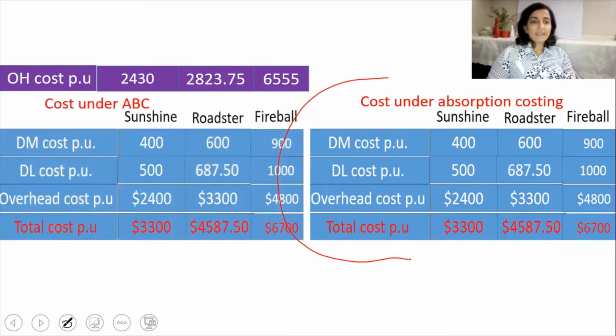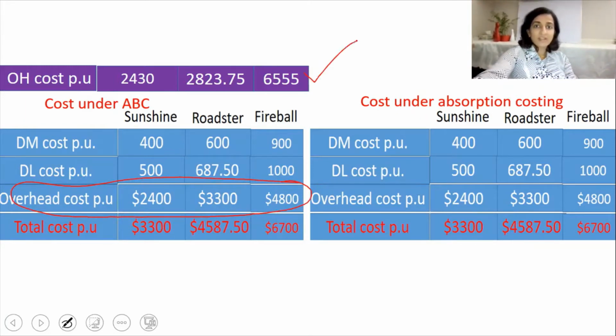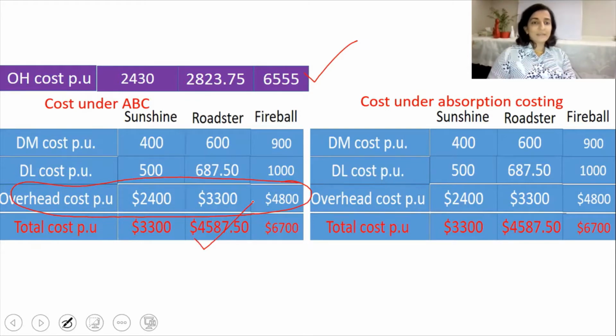So cost under ABC. All that we have to do is substitute this overhead cost per unit that we had calculated under absorption costing with the figures that we calculated for ABC. And obviously the total cost per unit will also change. So let's substitute and see.